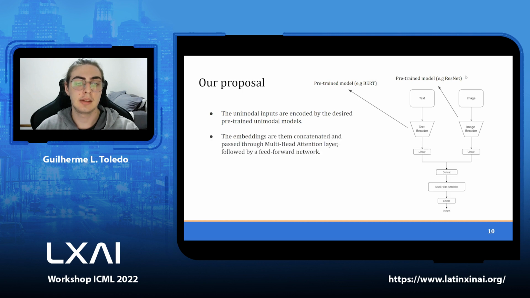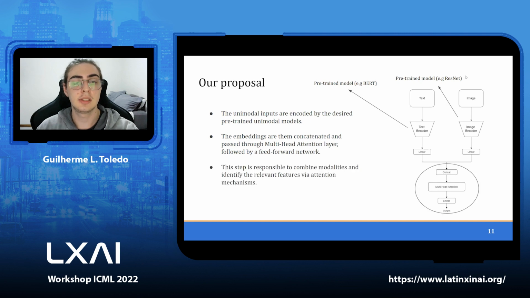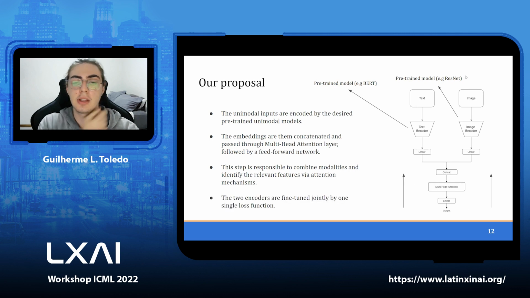The encoders' embeddings are then projected into a linear space with the same dimension and then concatenated. The concatenation is passed through a multi-head attention layer followed by a feed-forward network. This is a crucial step for multimodal fusion. The attention mechanism is able to combine modalities and identify the relevant features from both modalities. Note that, at the bottom of the architecture, the gradient for one single loss function is used to update the parameters of the whole model, including both encoders. This is what we call joint fine-tuning.